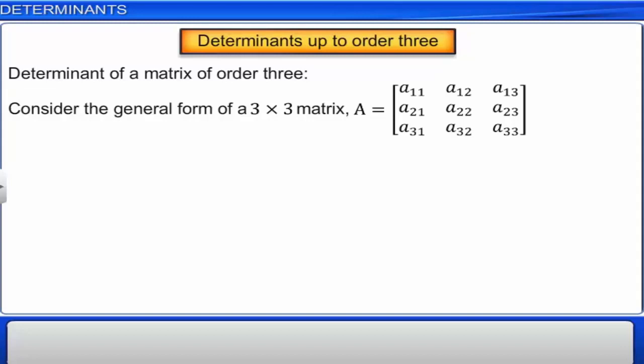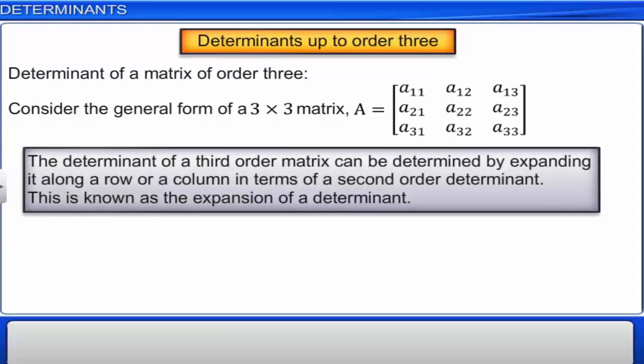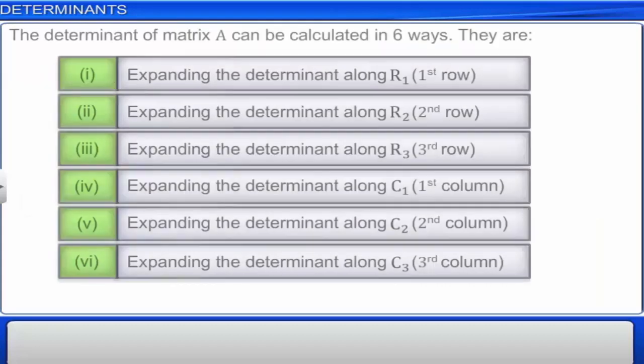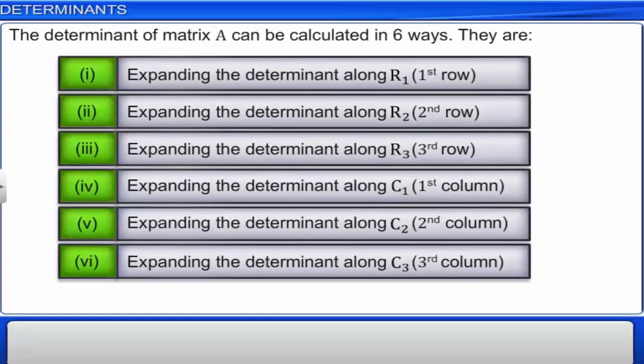The determinant of a third order matrix can be determined by expanding it along a row or a column in terms of a second order determinant. This is known as the expansion of a determinant. The determinant of matrix A can be calculated in 6 ways as shown. Let's discuss each case one by one.